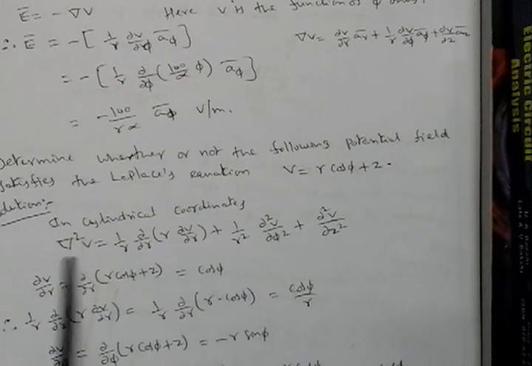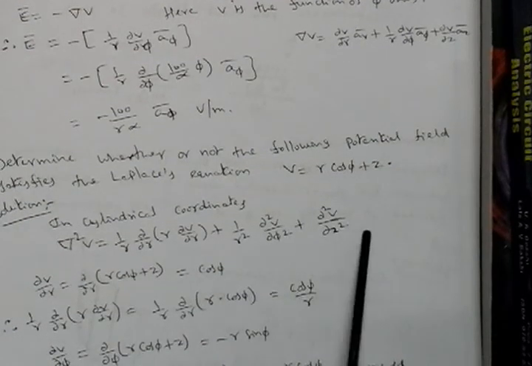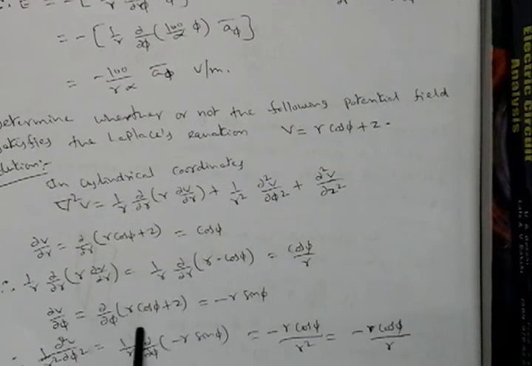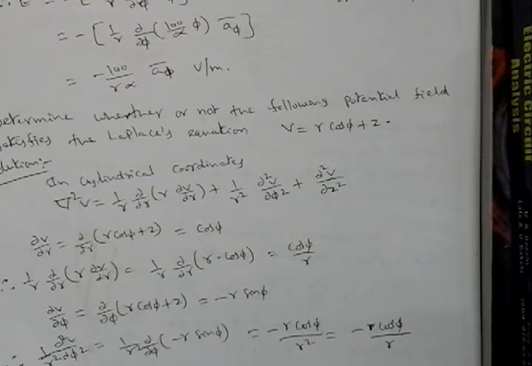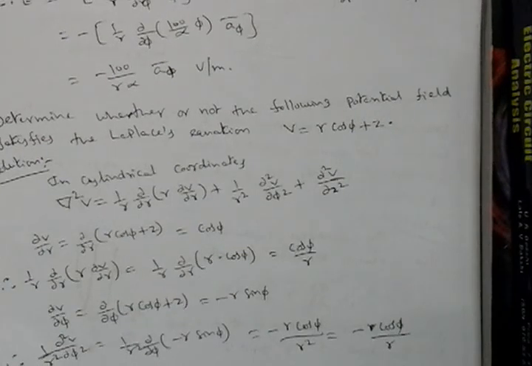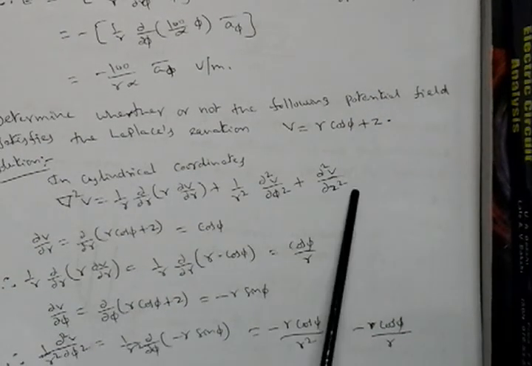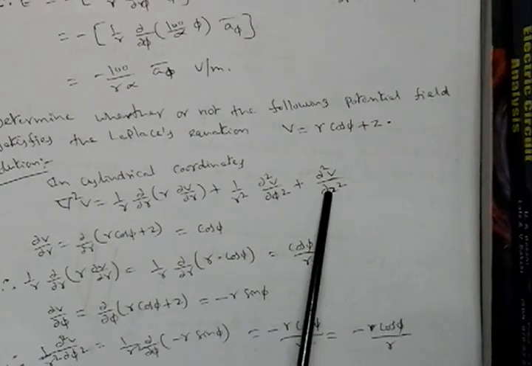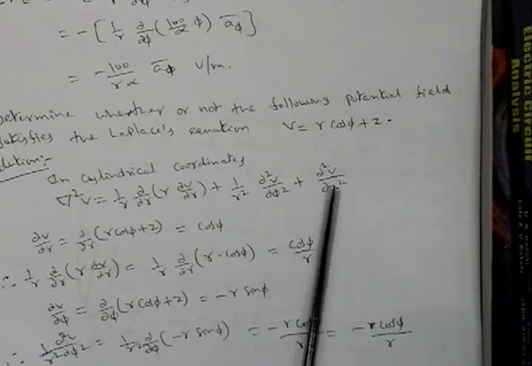In cylindrical coordinate system, what is the del square V formula? Is this. Calculate the del square V. If it is equal to 0, then we can say the given field satisfies the Laplace equation. Otherwise, it does not satisfy the Laplace equation. So del square V is this. Calculate one by one term. Directly don't do it because it will be very lengthy.